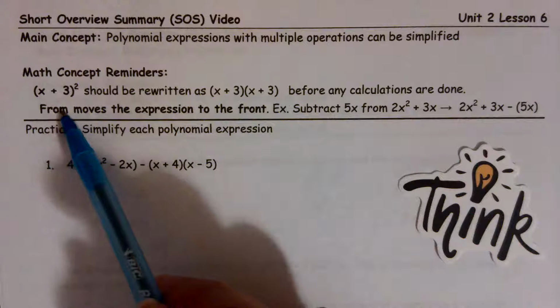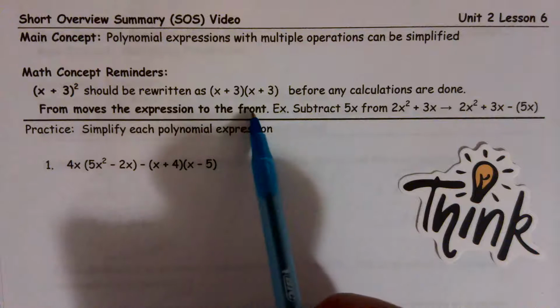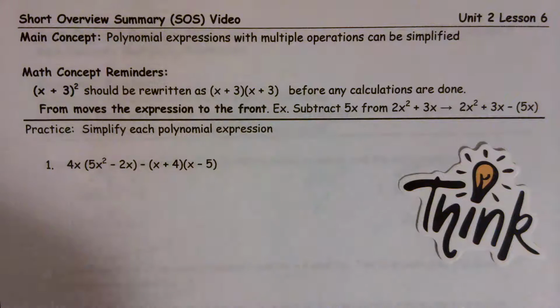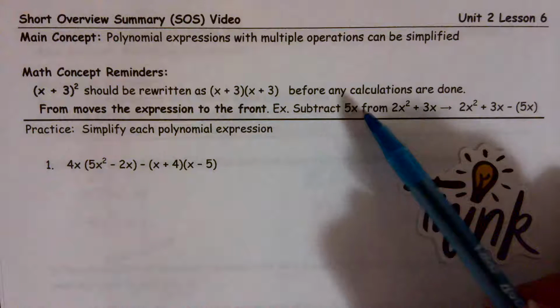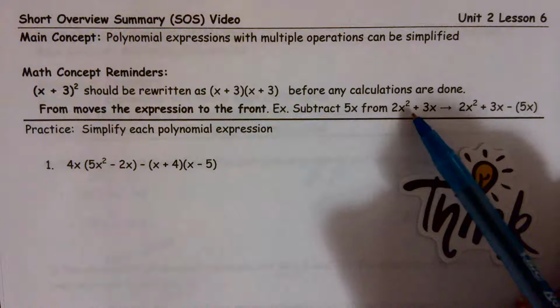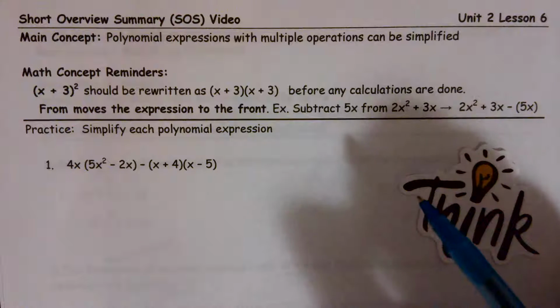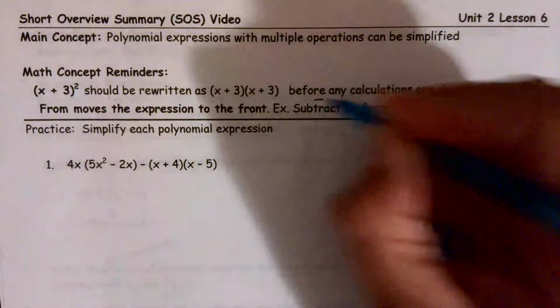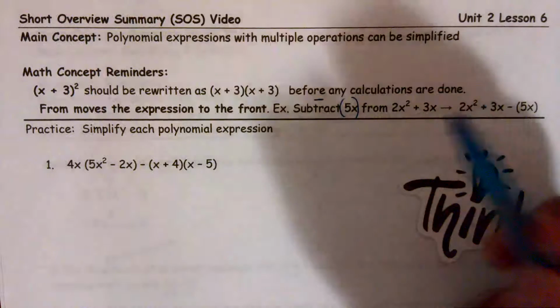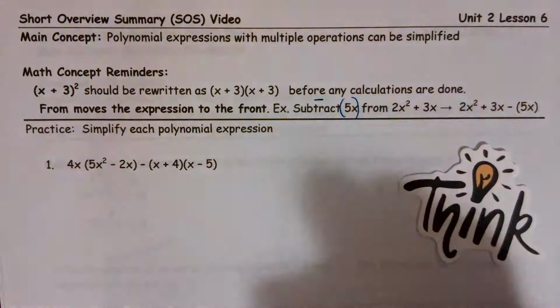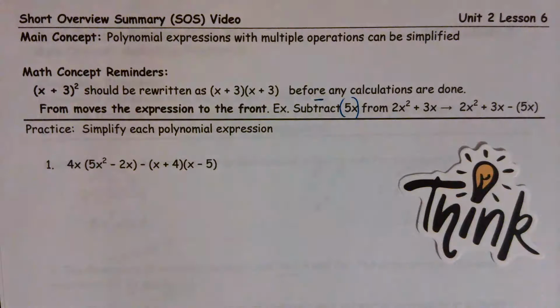Also, when you see the word from, it moves the expression to the front. From goes first. So if I say subtract 5x from 2x squared plus 3x, I am subtracting this term from this, so that goes in front. And that's how you would write it.